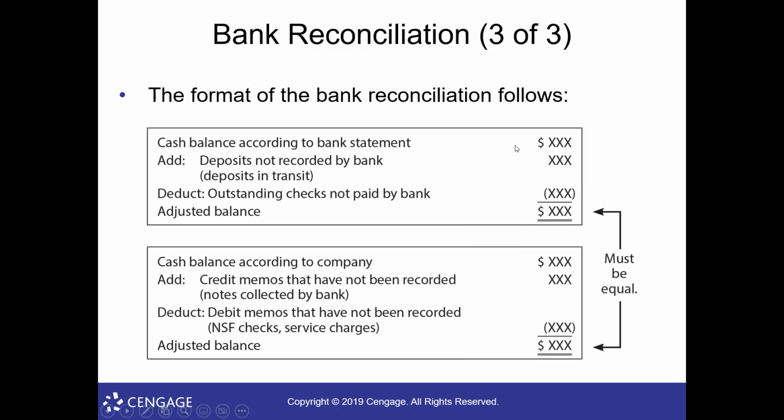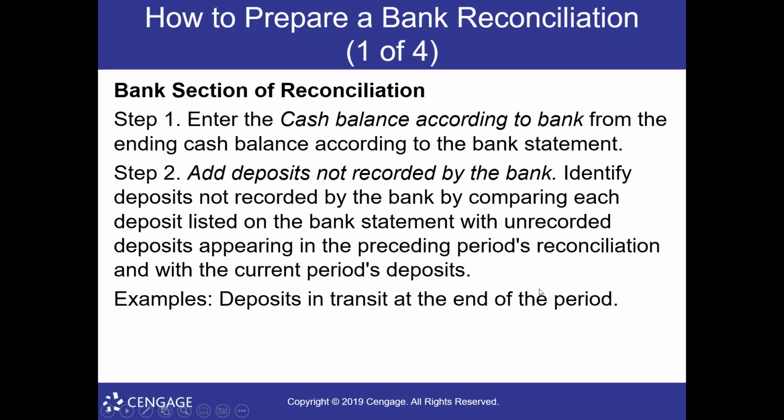So here it is. It's the cash balance, deposits not recorded by the bank, which are called deposits in transit, or outstanding checks not paid by the bank. So you wrote someone a check, you see it in the company records, but it hasn't been cashed yet. Then if you go down here, it's the company's balance, cash, credit memos, notes collected by the bank that the company hasn't recorded, debit memos, so non-sufficient funds, someone bounced a check to the company, and service charges, and they get to the adjusted balance.